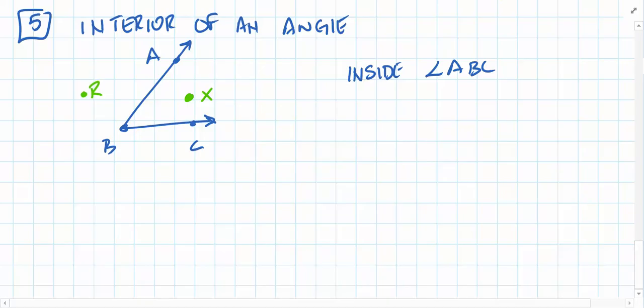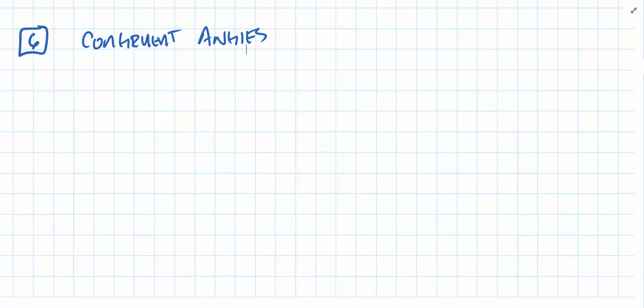Congruent angles. When you see the word congruent, what do you think of? There should be two things that you think of. What are the two things you think of? Same size, same shape. So congruent: same size, same shape.